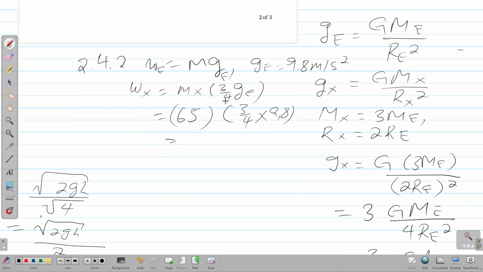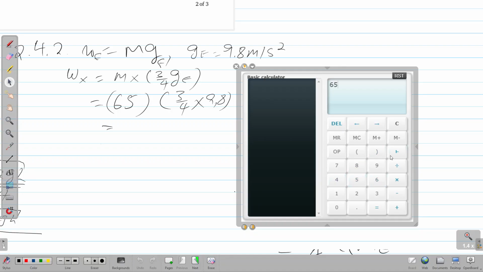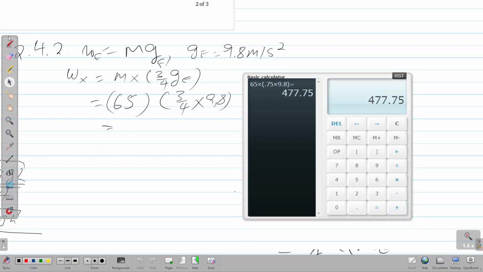Okay, then you can plug this in your calculator: 65 times 0.75 times 9.8, which is equal to, okay, let's do this again, I don't know what happened there. Right, so the weight is 477.75 newtons.